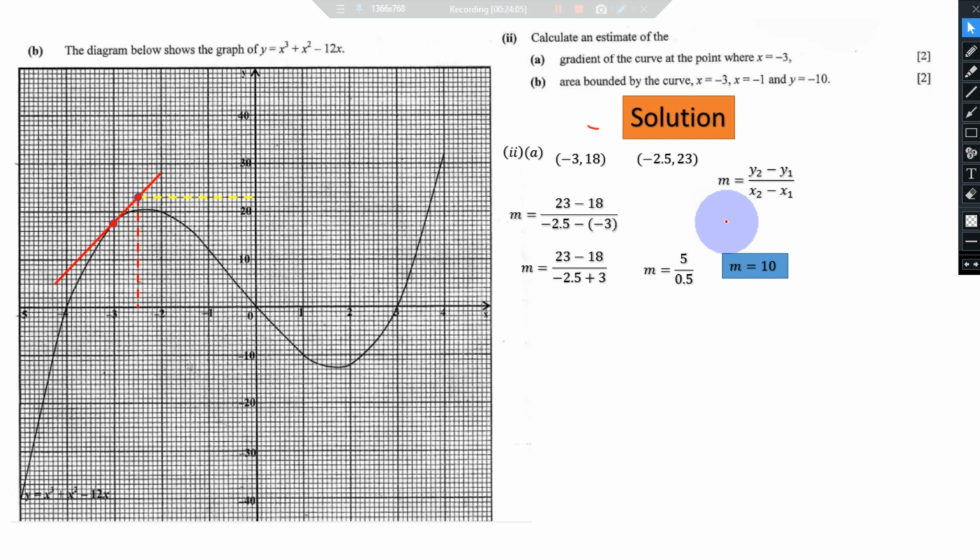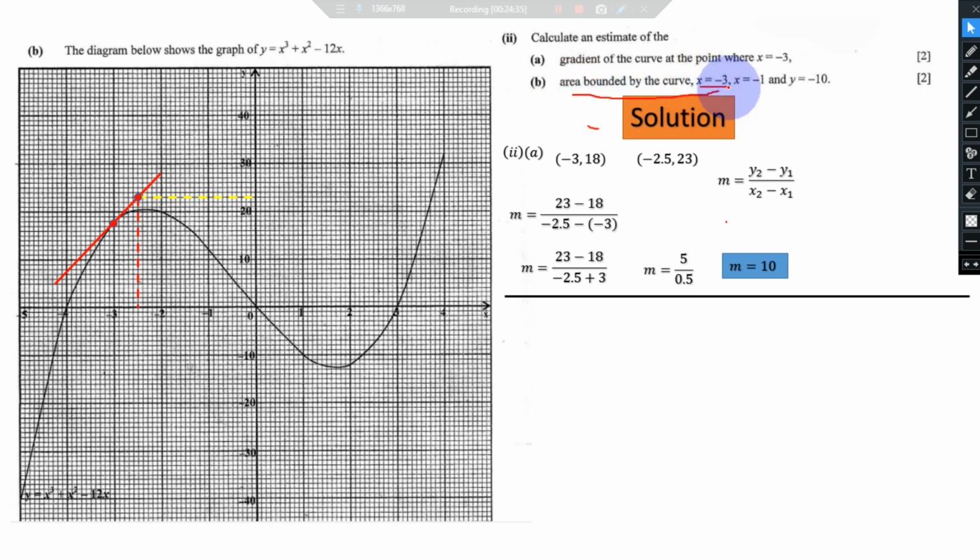So that means that is your gradient at the curve. So that means m is equal to 10. This is the gradient of a curve at the point where x is equal to negative 3. Let us proceed. Question number Roman numeral 2b. Calculate an estimate of the area bounded by the curve.